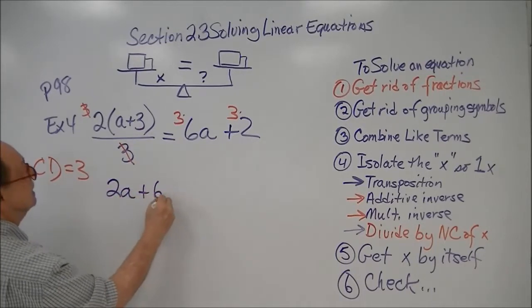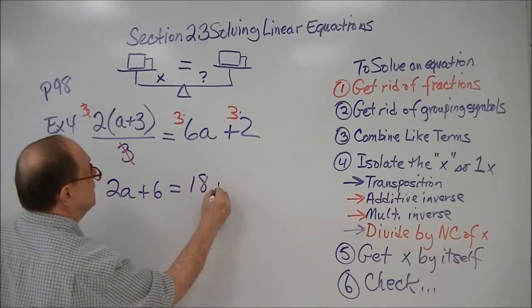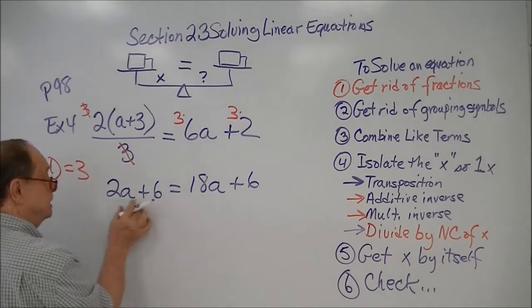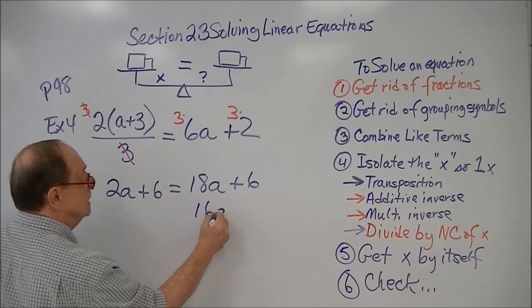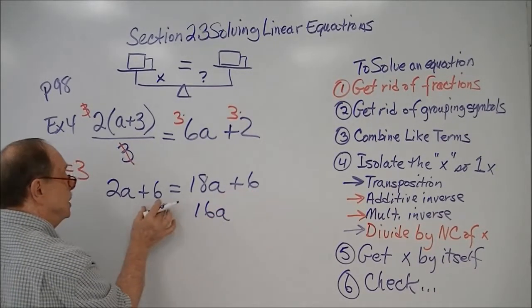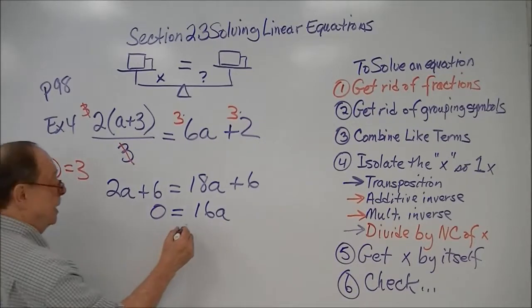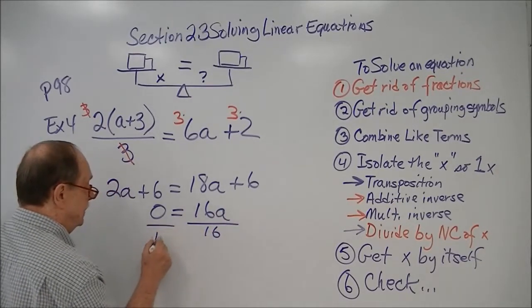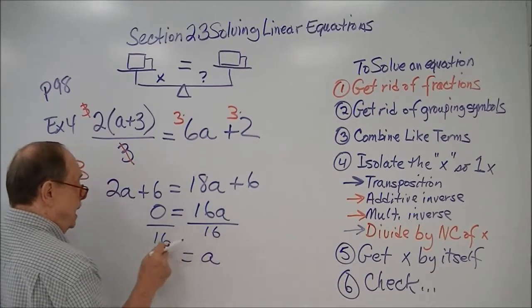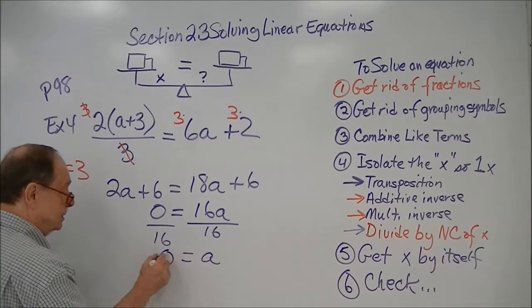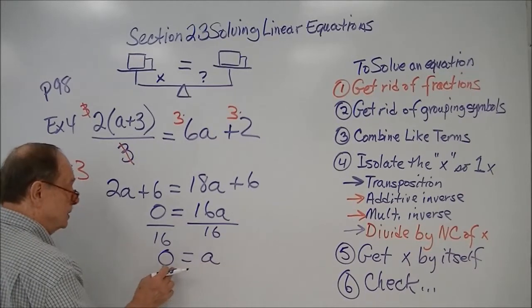2a plus 6 equals 18a plus 6. We want our a's to be positive. So I'm going to transpose this to the other side by subtracting 2. This becomes 16a. I'm going to subtract 6. Oh, wait a minute, I'm getting a 0. But let's let it be known that is absolutely good. Now we're going to divide both sides by 16 to isolate the a. And as we had earlier, any number, anytime 0 is divided by any number that's not a 0, the answer is 0. So here we have a equals 0.